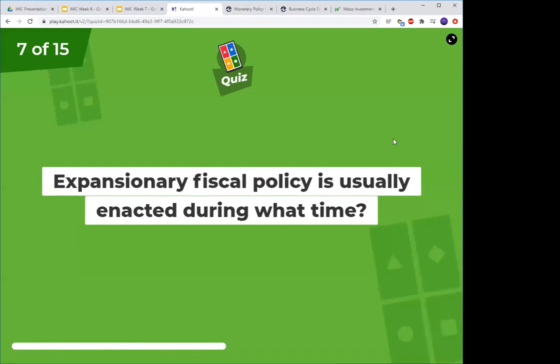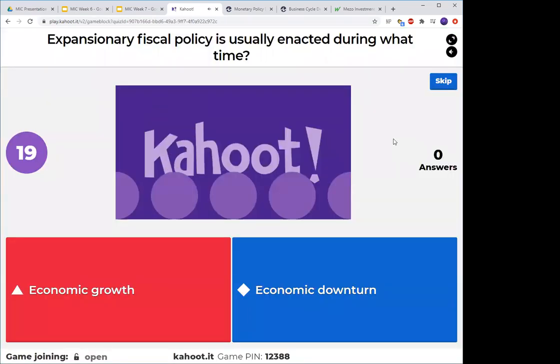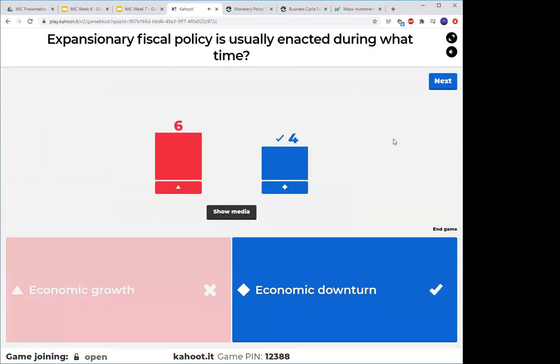All right, question 7. Expansionary fiscal policy is usually enacted during what time? Whoa, okay. So, yes, expansionary fiscal policy is usually enacted during economic downturn, because when the economy is down, when there's a recession or depression, that is the time when you want to expand. That is the time when you want expansionary fiscal policy, possibly expansionary monetary policy. The two different types of policies working in conjunction. So there's that.